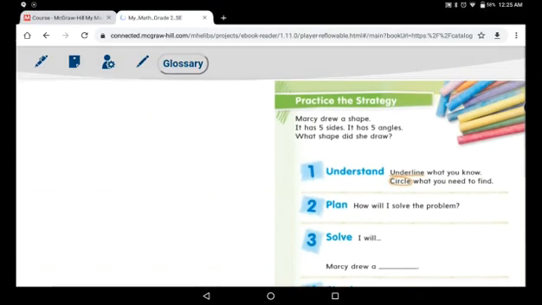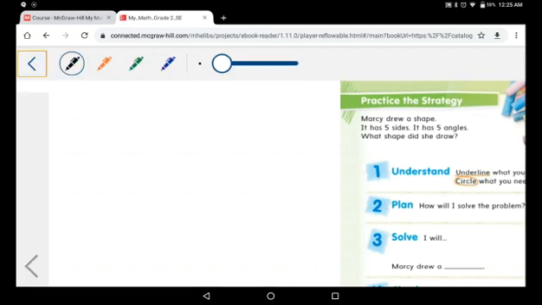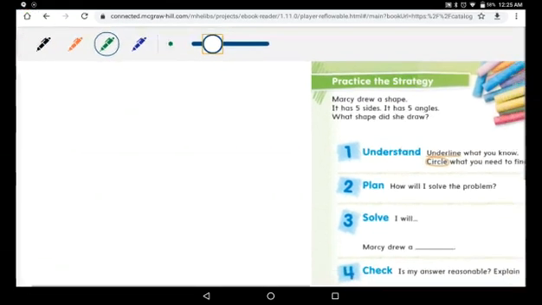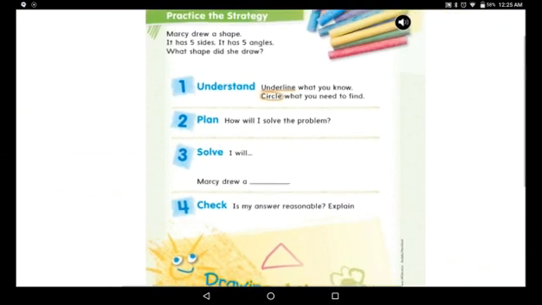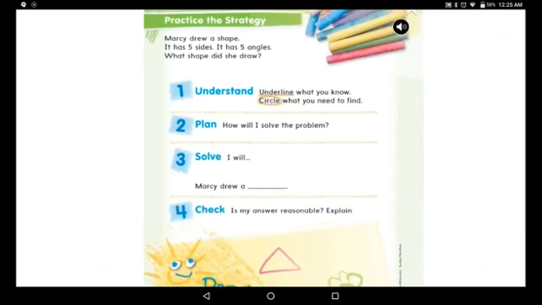Now, we will practice the strategy together. Okay? Let's start. Marcy drew a shape. It has 5 sides and it has 5 angles. What shape did she draw? Again, Marcy drew a shape. This shape has 5 sides and has 5 angles.